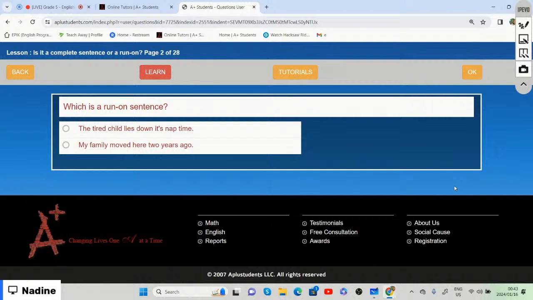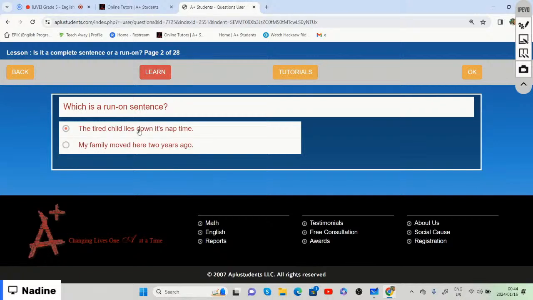Which is a run-on sentence? So we need to say which one is a run-on sentence. Is it the tired child lies down, it's nap time, or my family moved here 2 years ago? The first one or the second one?